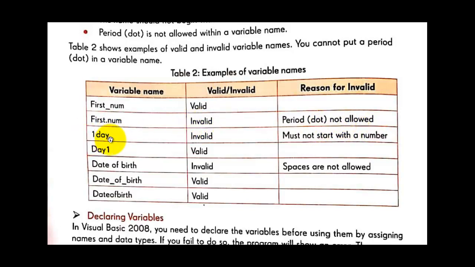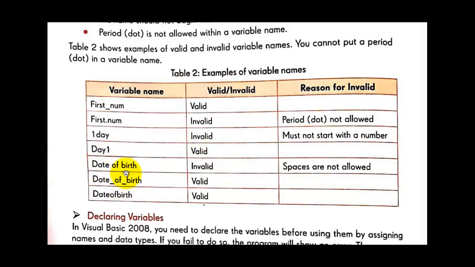Now, one day. We must not start the variable name with a number. Got my point? So it is invalid. It must not start with a number. Now day one, yes, we can write day one. It may be text or a number or a mixture of text and number. Day one has both text as well as number, but it doesn't start with a number, so it is valid.